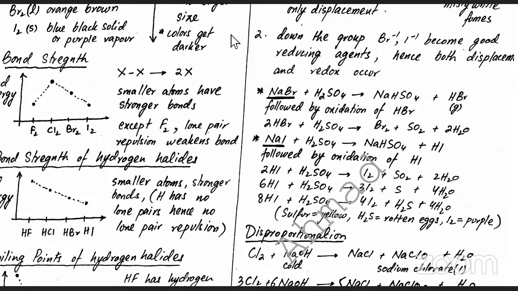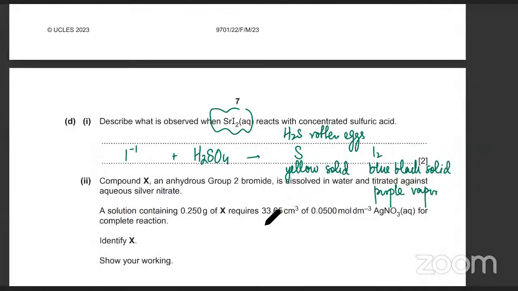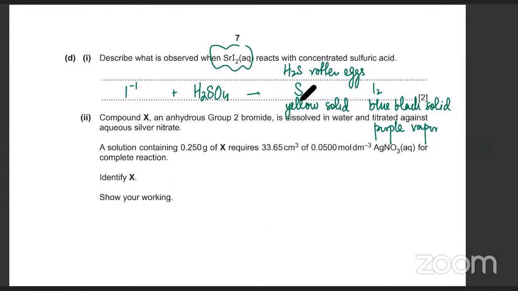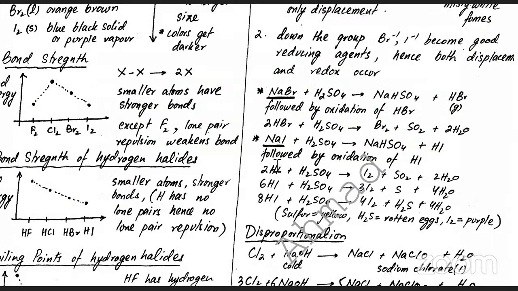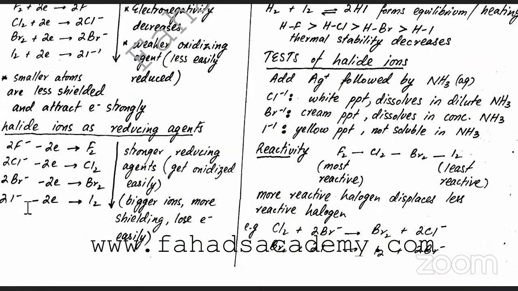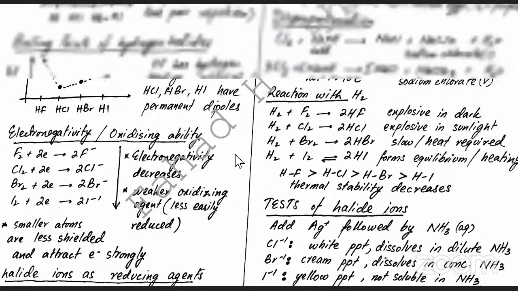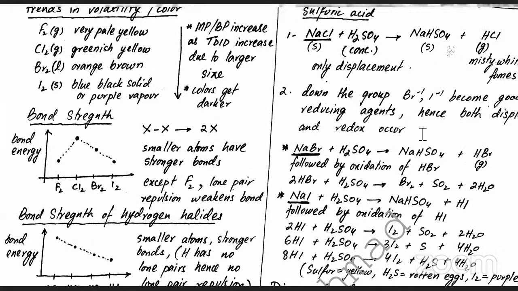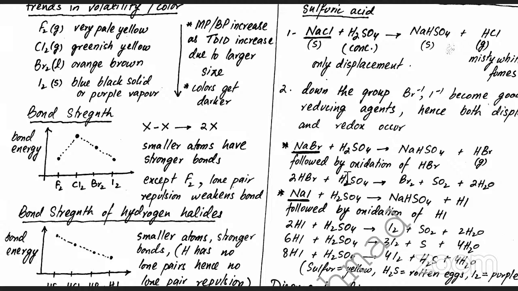As the next one. Is this clear? Yes, sir. And remember, this question will come in every paper. It's going to come in your paper as well. Specifically this one. This comes in every paper. This part, that Br-1 and I-1 are really good reducing agents. They like to lose electrons. So when you react them with sulfuric acid, they end up starting a redox reaction over there. NaCl does not do a redox reaction. Cl-1 does not like to lose electrons.